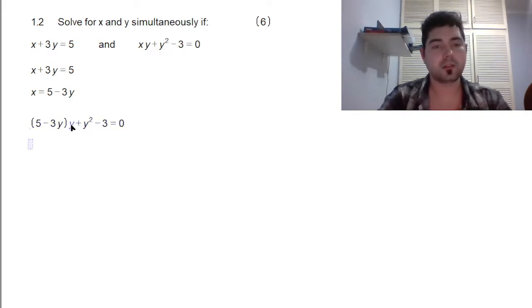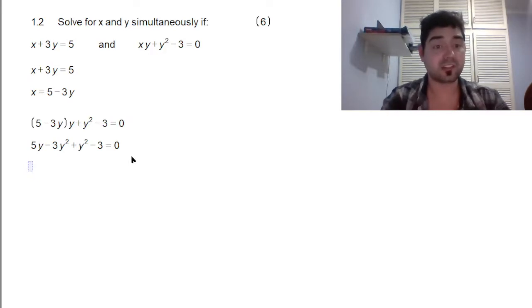Okay. This is a common problem. I've seen guys are not super happy with this. You've got 5 minus 3y times y. What we have to do here is bring this y into the bracket. So we have to distribute that y to both of those terms. We get 5y minus 3y squared, because we got 3y times y. Okay. And then the rest of it just comes down. The y squared and the negative 3, we're not going to change that for now.